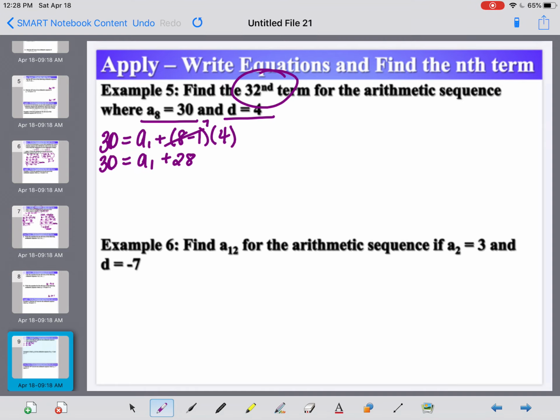Okay, 8 minus 1 is 7, and 7 times 4 is 28. So a sub 1 is 2. Okay, so that's our first step. Okay, our second step, you could either write an equation to then plug into, or you could just set up and solve for a sub 32. So I now know my first term, and I'm solving for n equals 32.